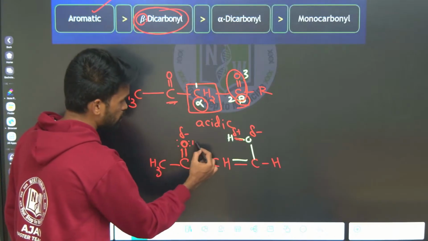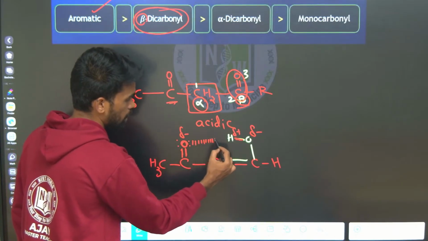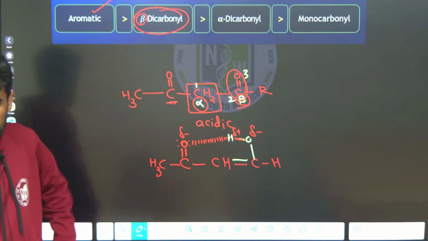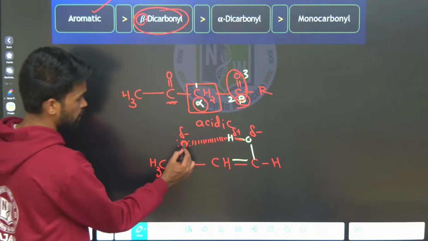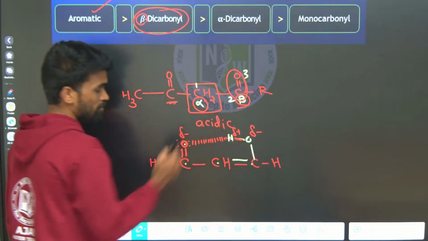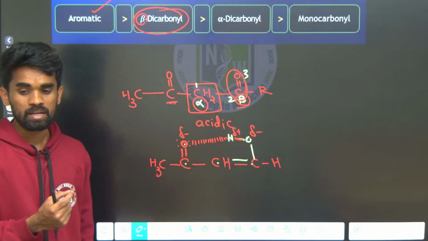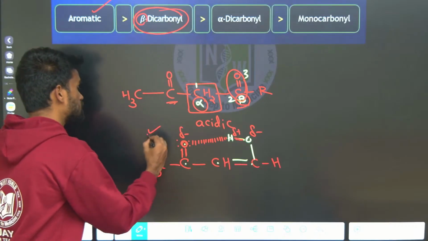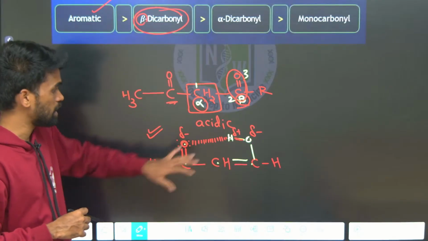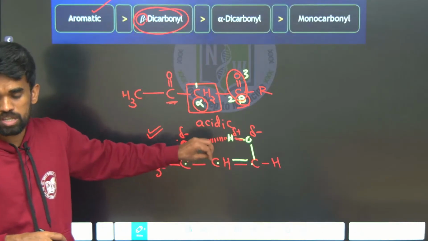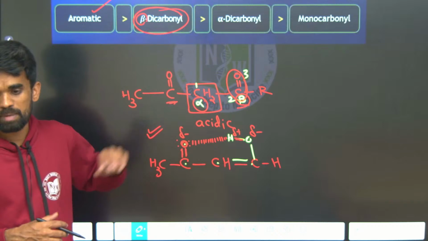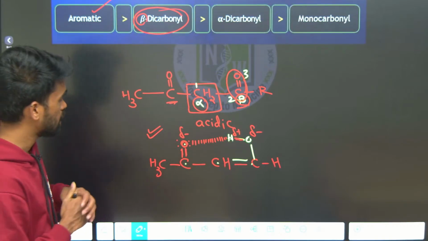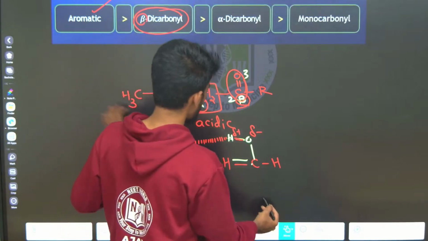So now there will be an electrostatic interaction, that is nothing but hydrogen bond. What is the ring size formed due to hydrogen bond? 1, 2, 3, 4, 5, 6. Whenever a 5 or 6 membered cyclic ring is formed because of hydrogen bond, that ring is more stable. So it means it is stabilized by what? Hydrogen bond, by formation of a 6 membered ring. Okay, this is what you need to understand here. And next thing, alpha dicarbonyl.